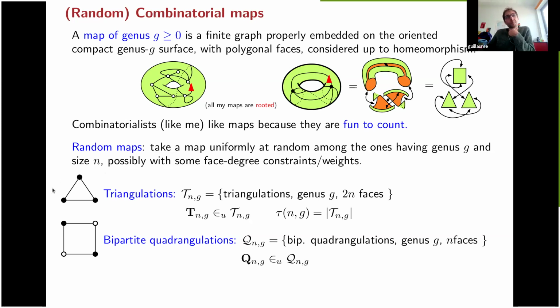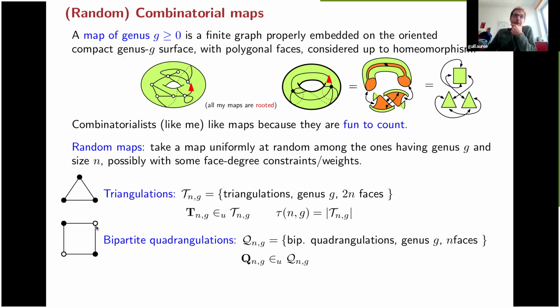So the basic model I'm interested in is triangulations. So for triangulations, I just take 2n triangles and I glue them in some way in order to obtain a surface of genus g. Right? There are finitely many ways to do that. I let T_{n,g} be the set of triangulations of genus g with 2n faces. And bold T_{n,g} will be a uniformly random element in this set. And this will be my random geometry. That's the object I want to look at, and I want to say something interesting about it. At some point, I will also need this number, τ_{n,g}, which is the cardinality of this set. So the number of triangulations of genus g and size n.